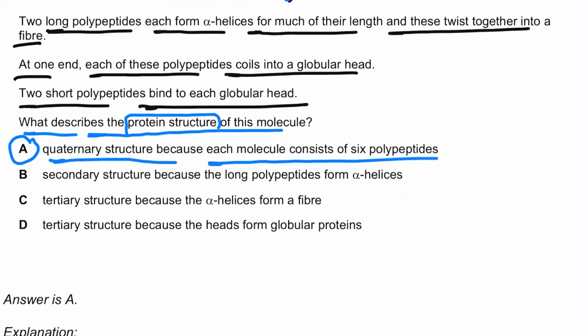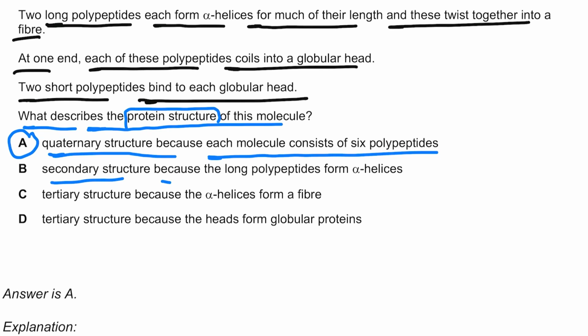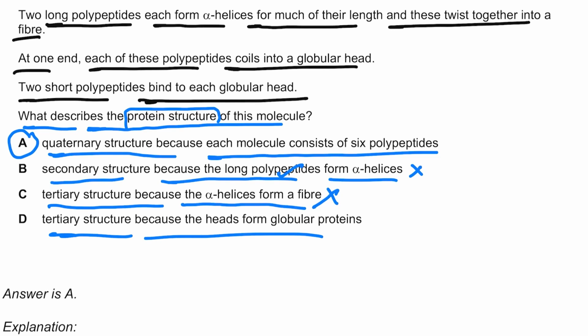If we look at the other options, secondary structure, because the long polypeptides form alpha helices. Guys, this is a true statement, but not for the entire protein molecule. Secondary structure is true for the long polypeptides, not for the entire protein structure. Tertiary structure, because the alpha helices form a fiber. No, tertiary structure is just for a single polypeptide chain. Tertiary structure, because the heads form globular proteins. No, tertiary structure is only for a single polypeptide chain, right? We have to talk about the entire protein molecule.